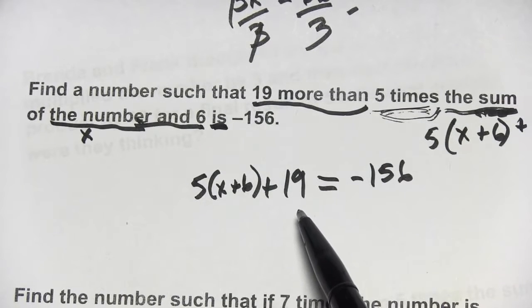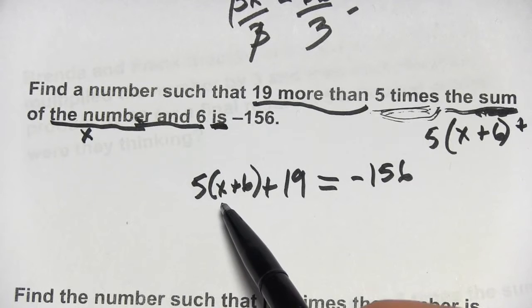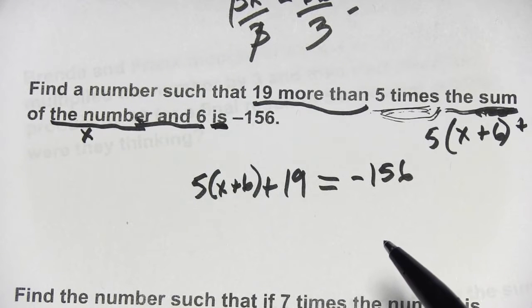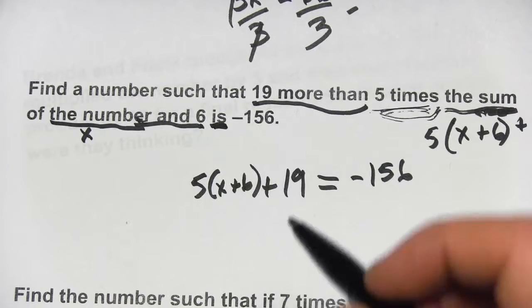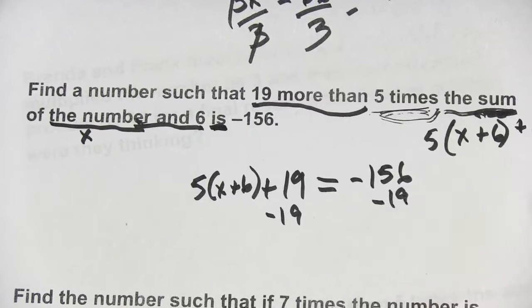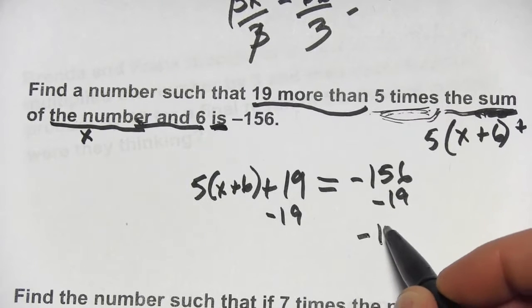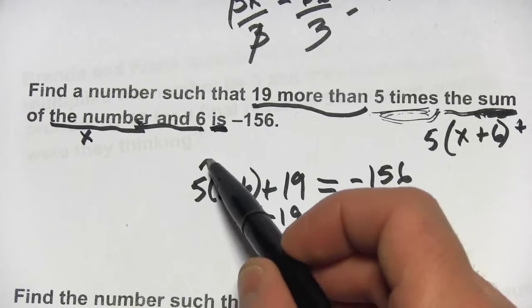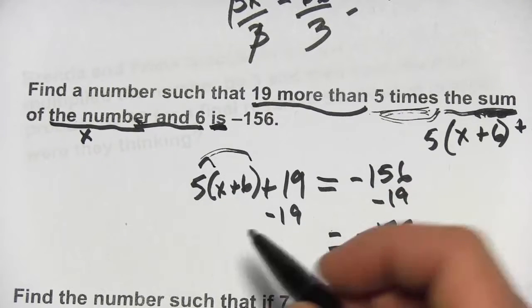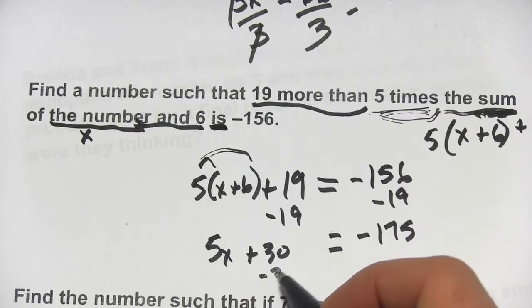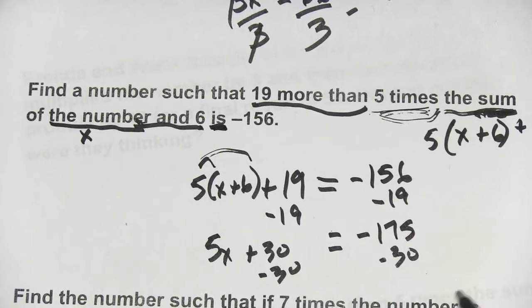So that is 19 more than 5 times the sum of a number and 6 is negative 156. Now, to solve here, we can subtract 19, get rid of that. So that should be negative 175. And then over here we've got, well, let's distribute the 5. 5x, 5 times x is 5x, 5 times 6 is 30. So we'll have to subtract 30 from both sides.